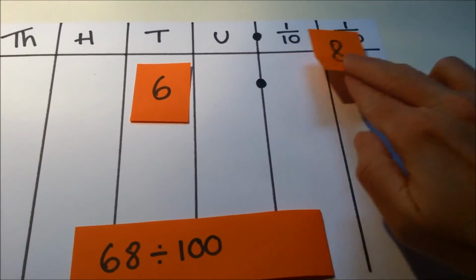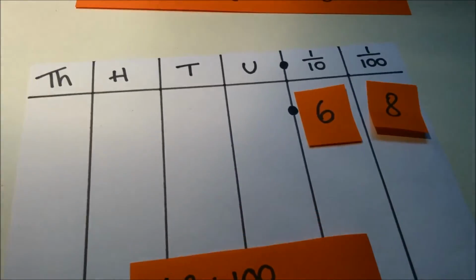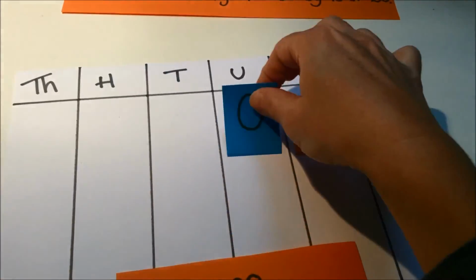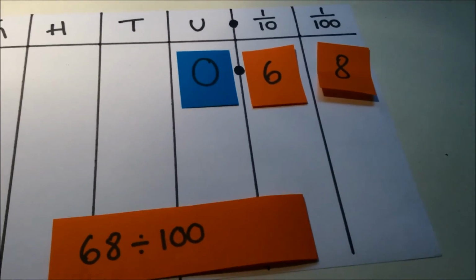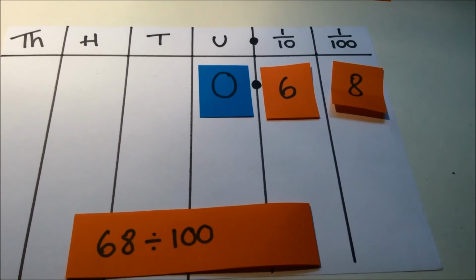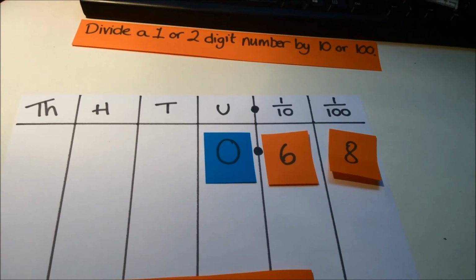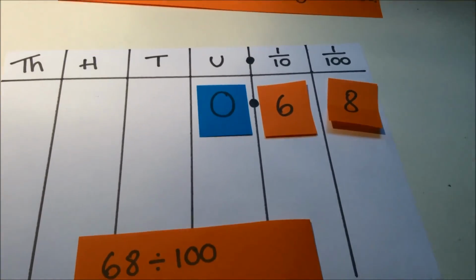1, 2. And we need to show that we haven't got any units, so there's my placeholder, there's my 0. So 68 divided by 100 is 0.68. And that is how you divide a 1 or 2 digit number by 10 or 100.